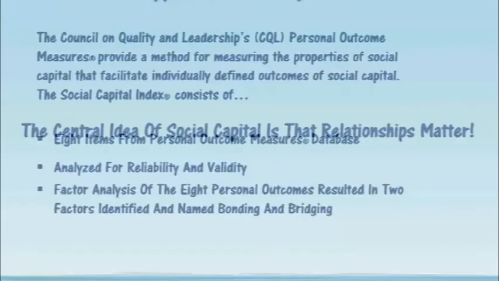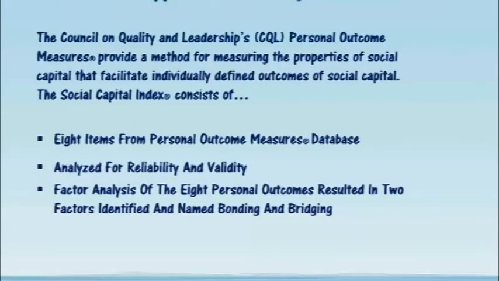CQL came up with a method of measuring the properties of social capital called the Social Capital Index. The Social Capital Index has 8 outcomes from the Personal Outcome Measures database. The outcomes were analyzed for reliability and validity, and a factor analysis of the outcomes resulted in 2 factors being identified and named: bonding and bridging.